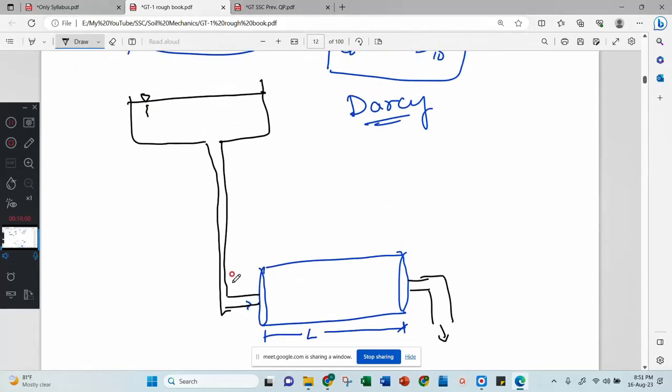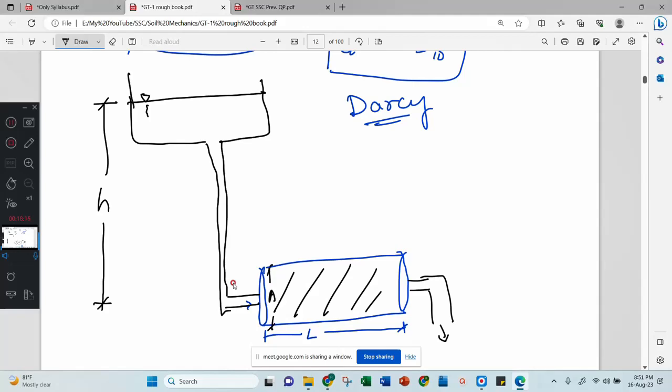Now here, this is soil. If this is the height of the water standing against the soil, then this is the length and this is the cross-sectional area. As I increase the water head, as I increase this head from here to here, then the velocity of the water flowing through the soil, V, will increase or decrease. As you increase the h value, what happens to V?